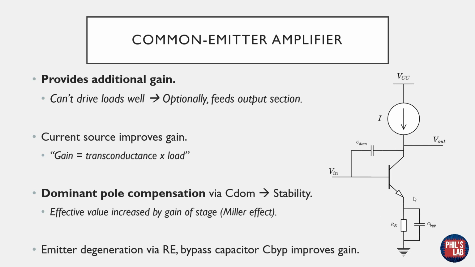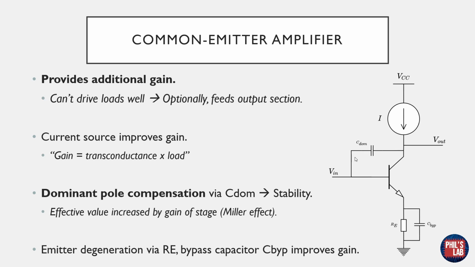This common emitter amplifier is our gain stage, so provides additional gain, but because of its large output impedance, which is largely determined by the output impedance of the load, it can't drive further loads very well. So this would then typically feed into some sort of output section. Again, transconductance of that transistor times the load resistance gives us approximately the gain. So that's why I have a current source here, because a current source has a high impedance and therefore provides a large gain in combination.